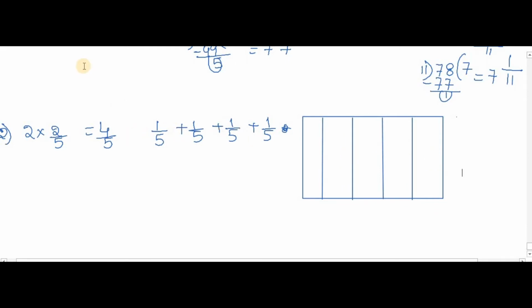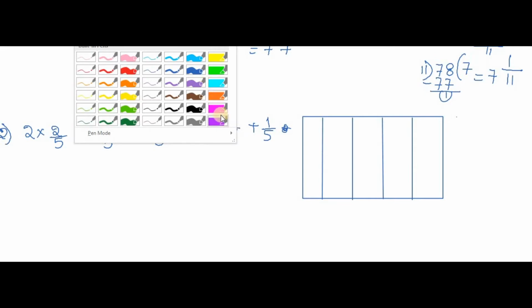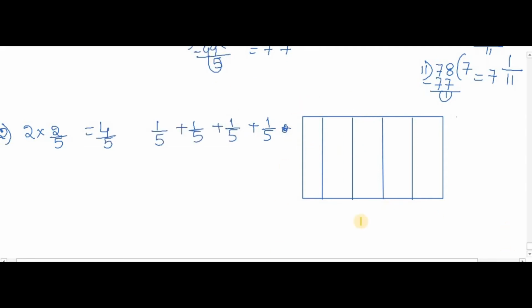So I can show this pictorially. 4 by 5, so I have to complete 4 parts. They should be shaded. I will take a big brush here, then it will be shaded easily. Okay, I'm going for yellow over here. 4 parts. I should do the shading.